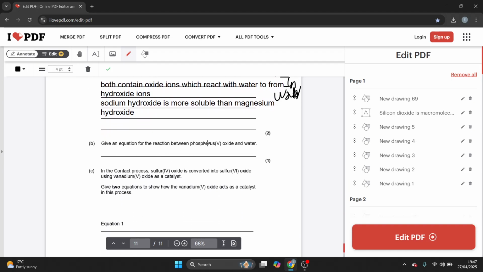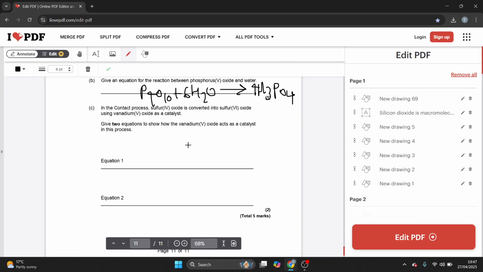Given the equation for the reaction between phosphorus oxide: P4O10 plus 6H2O gives 4H3PO4. And then this one, I don't know why this is here because this is transition metals, but it fits along the theme, I guess, of learning equations.